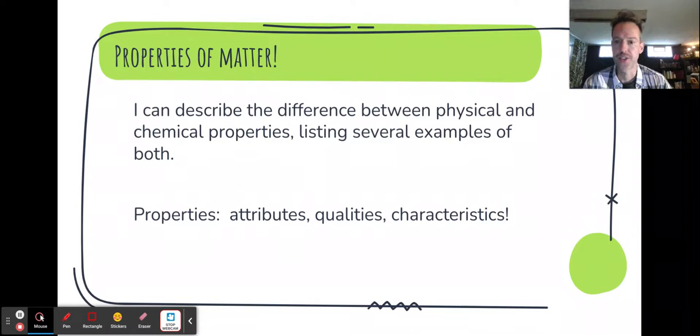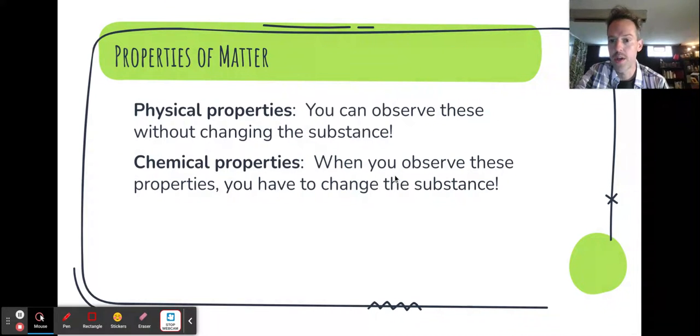Your goal for this quiz is that you can describe the difference between physical and chemical properties, listing several examples of both. Remember that properties are just attributes or qualities or characteristics of different substances. That's what we're going to be talking about today. There are two different types of properties: physical properties and chemical properties. And in the Edpuzzle right now, I want you to tell me the difference between the two of them.